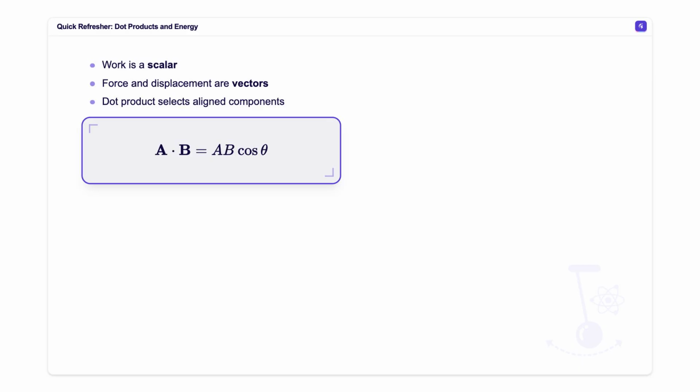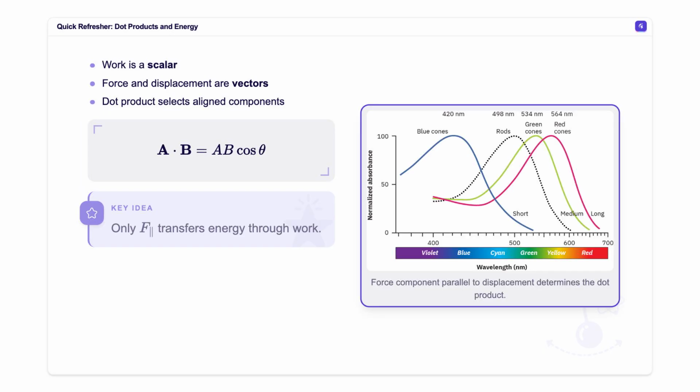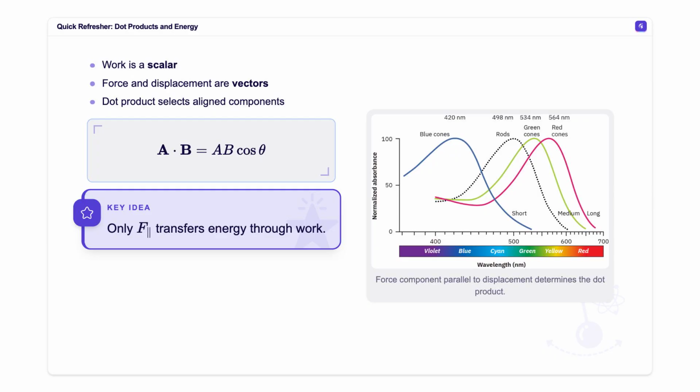A dot B equals the magnitude of A times the magnitude of B times the cosine of theta, where theta is the angle between the two vectors. The picture is showing why the angle matters. Only the part of the force pointing along the displacement lines up with the motion. The perpendicular part does not push energy into or out of the motion along that path. So the key idea is this. Only the parallel component of force transfers energy through work.